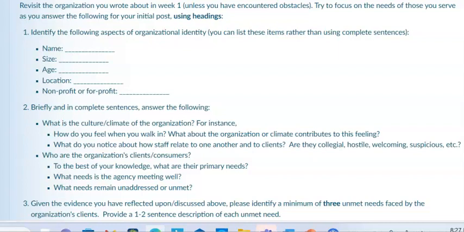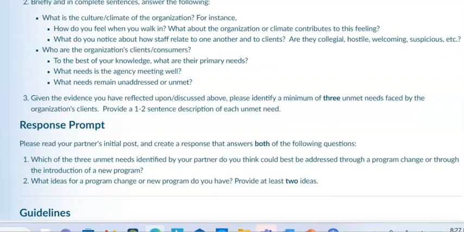Who are the organization's clients, consumers? To the best of your knowledge, what are their primary needs? What needs is the agency meeting well, and what needs are unaddressed or unmet? So given the evidence you have reflected upon, discussed above, please identify a minimum of 3 unmet needs faced by the organization's clients and provide a 1 or 2 sentence description of each unmet need.